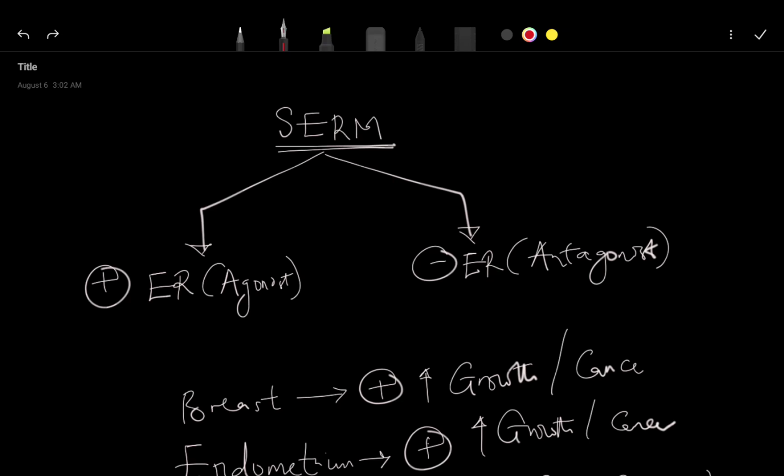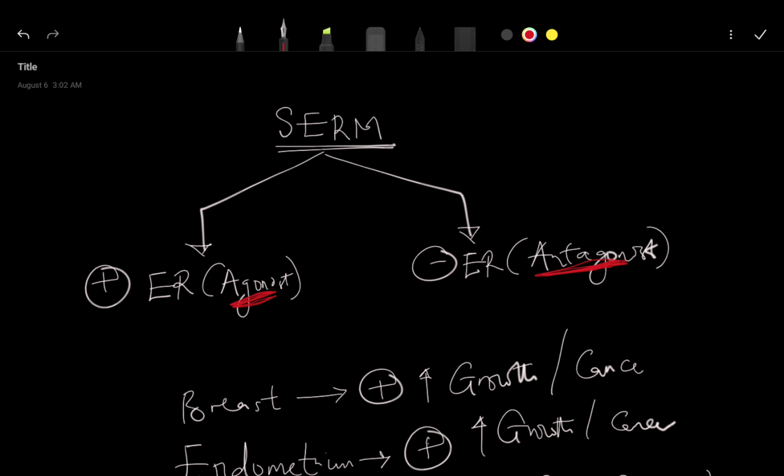In this video, we'll talk about SERMs. SERM stands for Selective Estrogen Receptor Modulators, and these are drugs that act as agonists on certain estrogen receptors and as antagonists on certain estrogen receptors. So they have the ability to act as agonists on certain estrogen receptors and also as antagonists on certain estrogen receptors, depending on what we want.